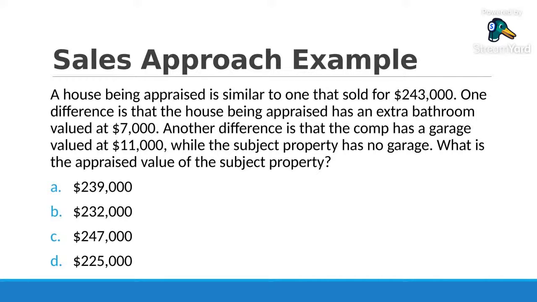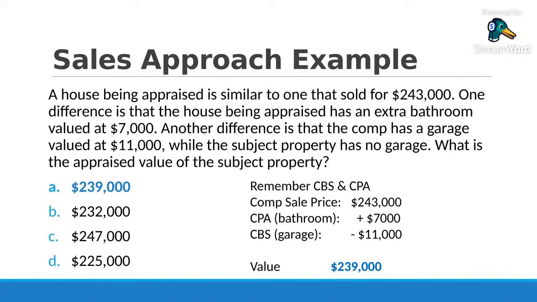So let me say that again. The comp is 243. Our property has an extra bathroom, so ours is better. So we're going to add 7,000 because ours is better, so it has more value. However, they have a garage and we don't, so that means theirs is better. So we're going to have to subtract. Okay, and so we're going to add 7 and subtract 11. And that's going to give us 239,000 as our value.